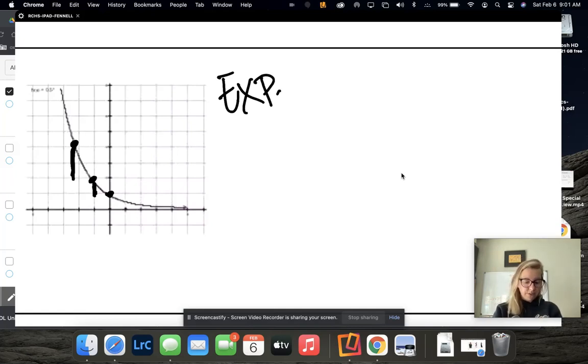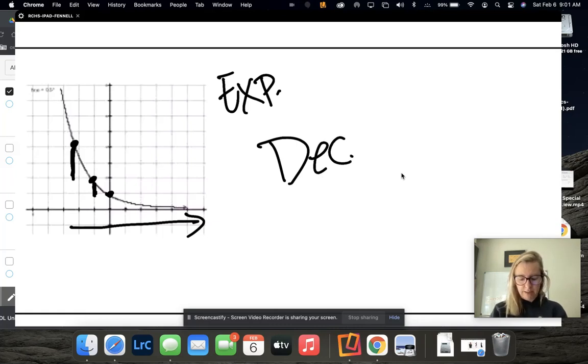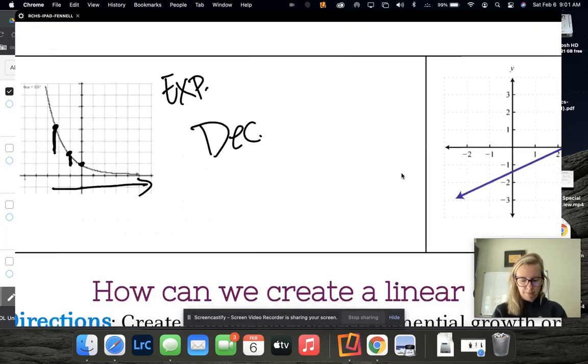Now, as I read this function from left to right, what are my y values doing? Well, they're getting smaller, right? They're getting closer and closer to zero here. So they are decreasing. This is the opposite of what you want your money to do. You don't want to invest it and have it lose all the way down until you have nothing left, right? That would be a bummer for you.